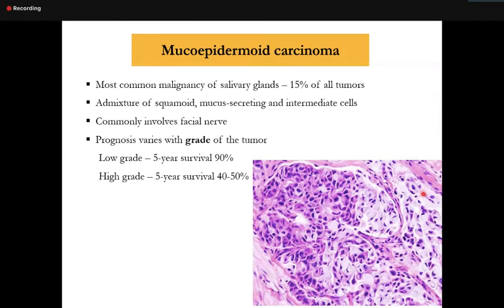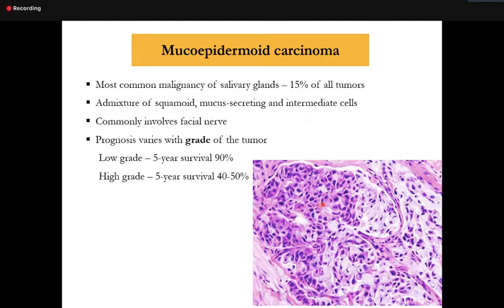And now, finally, mucoepidermoid carcinoma. It is the most common malignancy of the salivary glands, 15% of all tumors. Again like pleomorphic adenoma, it is an admixture: mucus-secreting cells, epidermoid, skin cells, squamoid cells. So it is a combination of squamous and mucus-secreting cells and intermediate cells which are both mucus-secreting and squamoid looking.